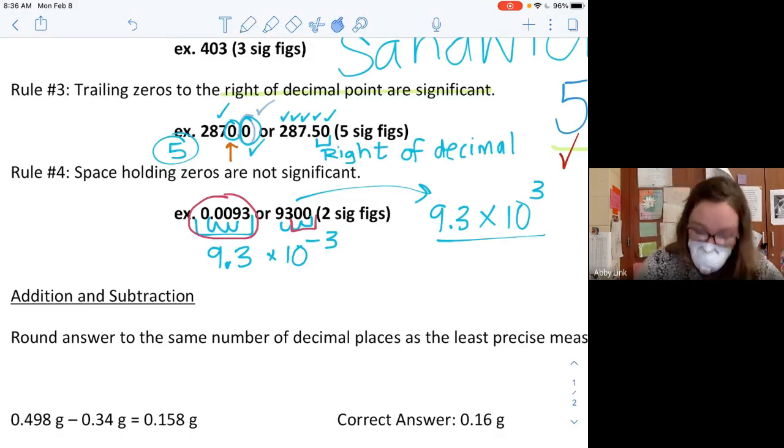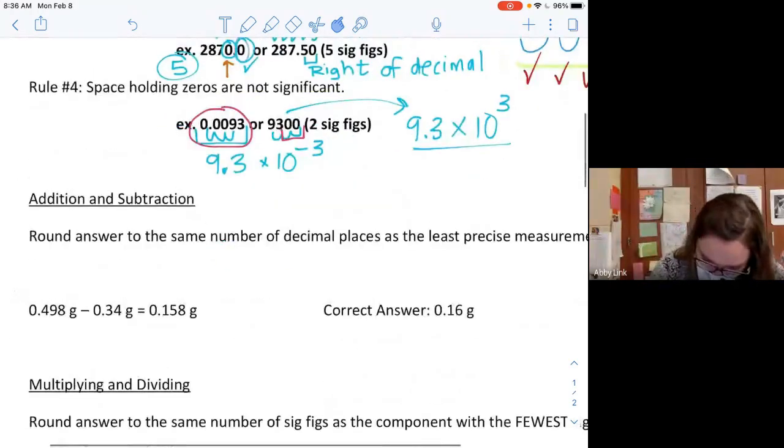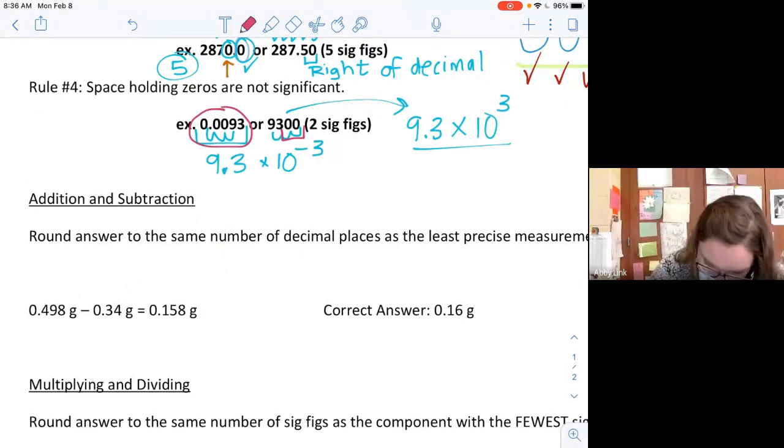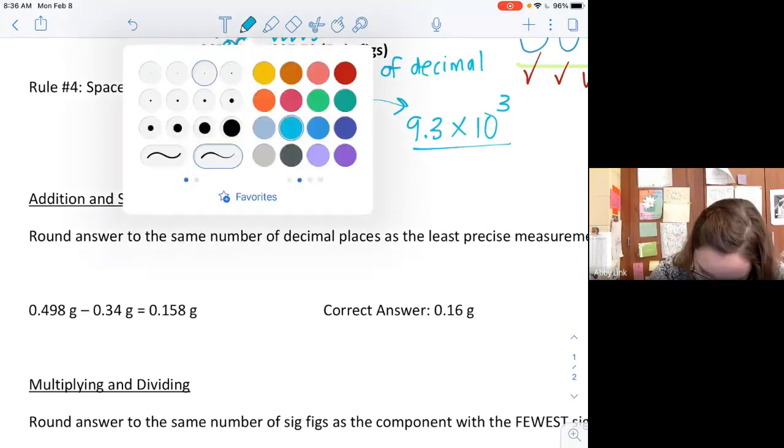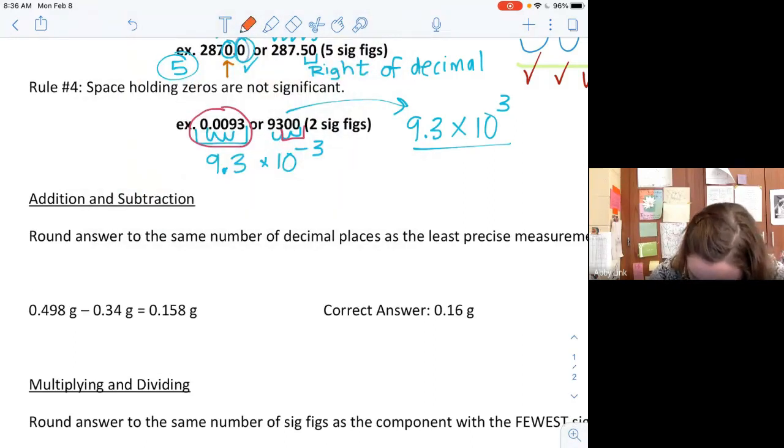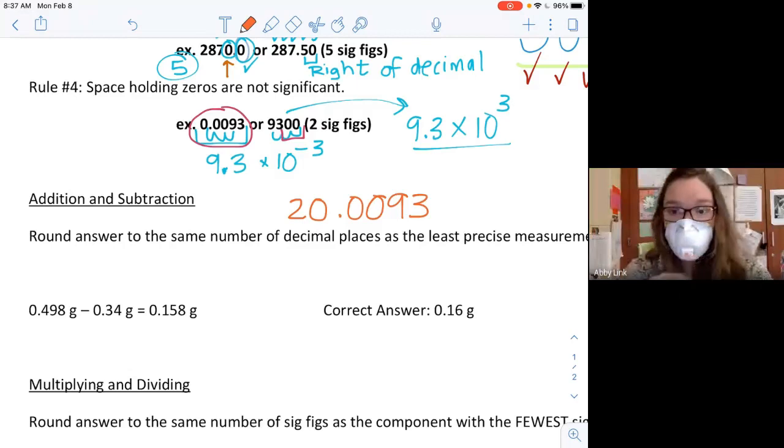I like to kind of add in, not really another rule, but just kind of a really good instance. So we looked at this number here, 0.0093. What if I did this to that number? I'm just going to change a very small thing. What if I wrote it as 20.0093? I just added a 2 in the beginning. Anybody want to tell me what they're thinking there? How many significant figures would that number have now?